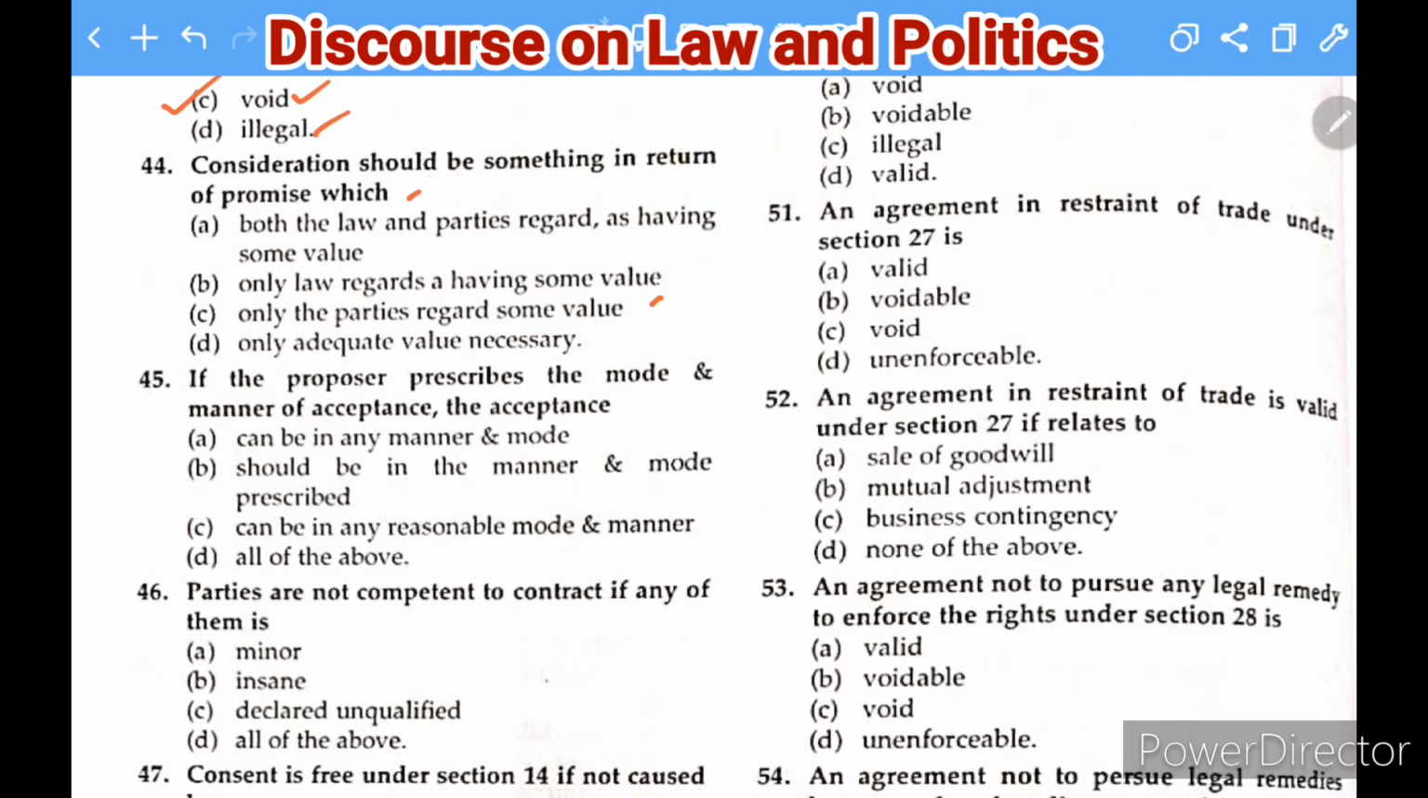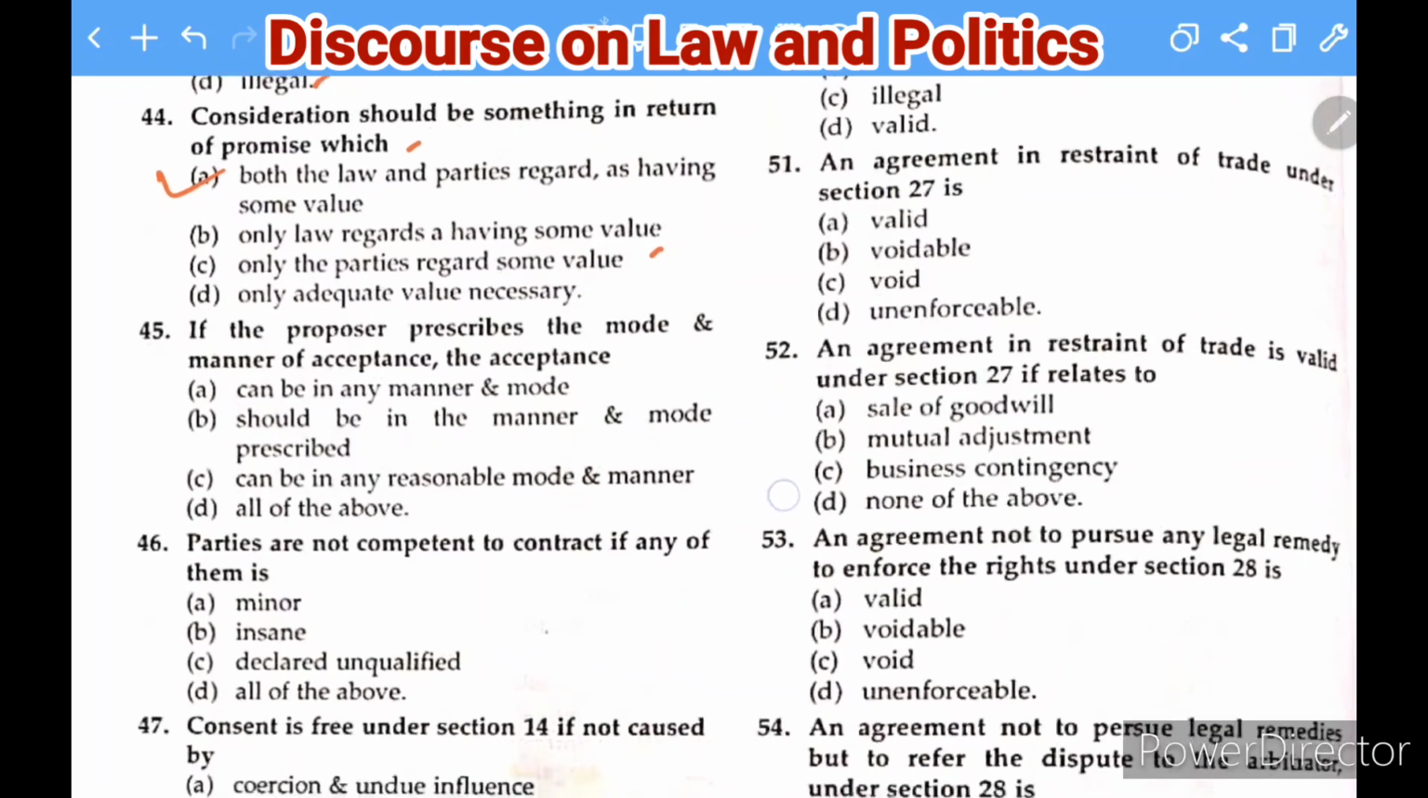Consideration should be something in return or promise both the law and parties regard as having some value. Only law regards having some value, only the parties regard some value, only adequate value necessary. So just give your answer here. So yes, it is both the law and parties regard as having some value.